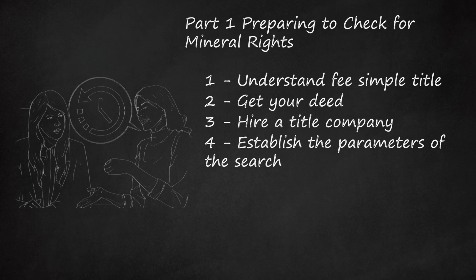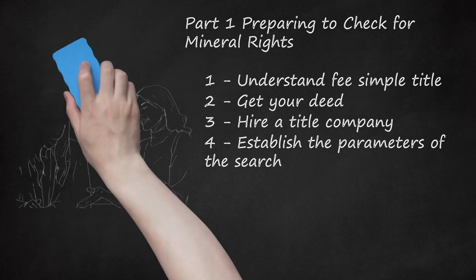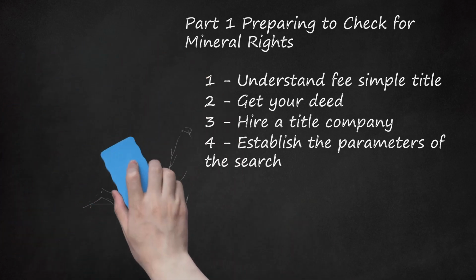If costs are a concern, then you might want to ask a title researcher to give you a take-off. A take-off comprises a list of the books and pages where the relevant deeds can be found. You can also specify that you only need a list of deeds that convey mineral rights, instead of all deeds in the chain of title.